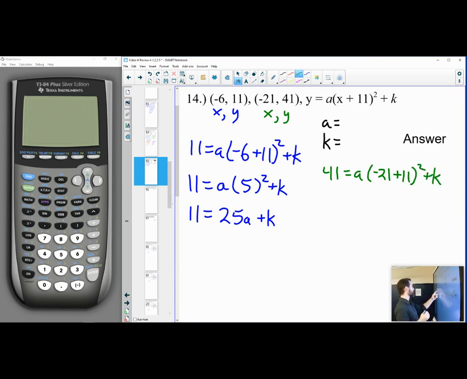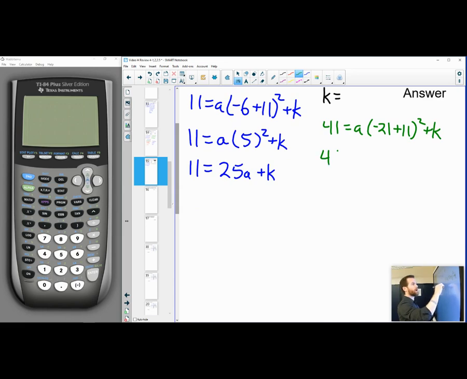Now we simplify as far as we can go. 41 equals a times -10 squared plus k. Then we get 41 equals -10 squared is positive 100, a plus k, and that's as far as we can go with that equation. And now we've got a system, 2 equations with the same 2 variables.